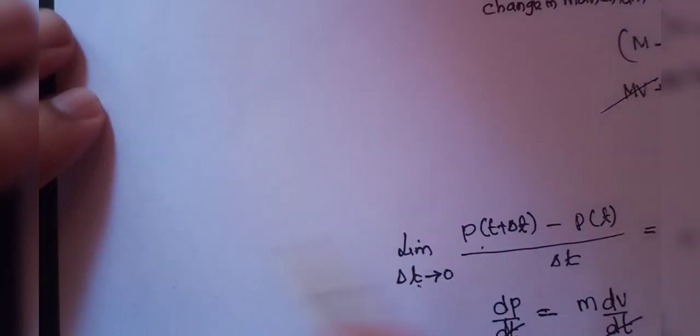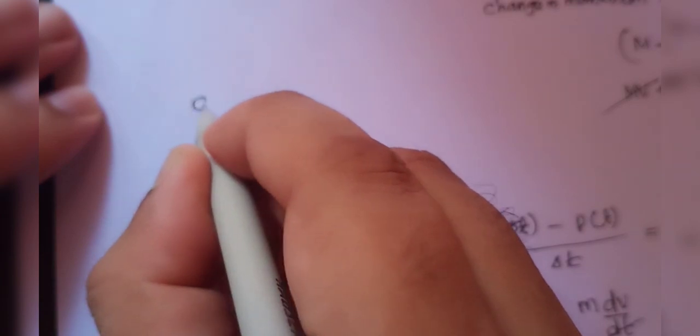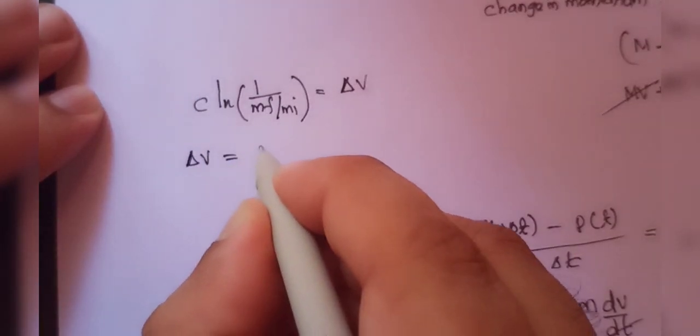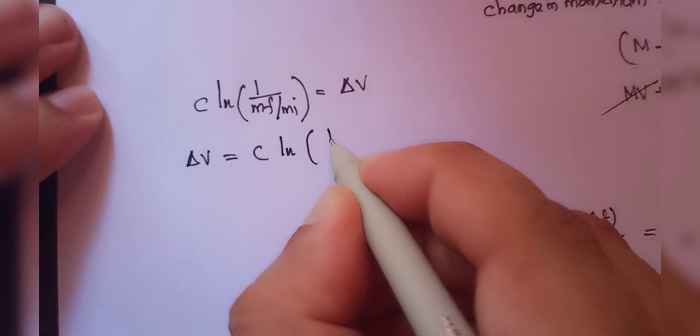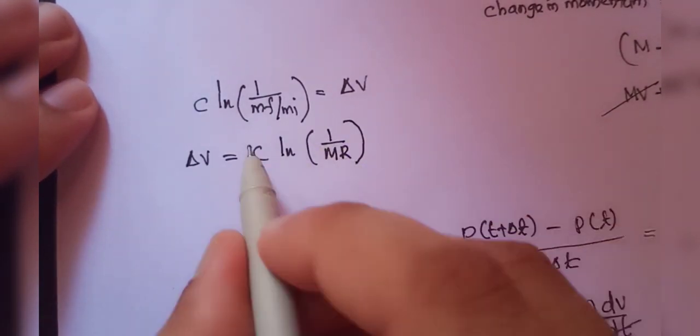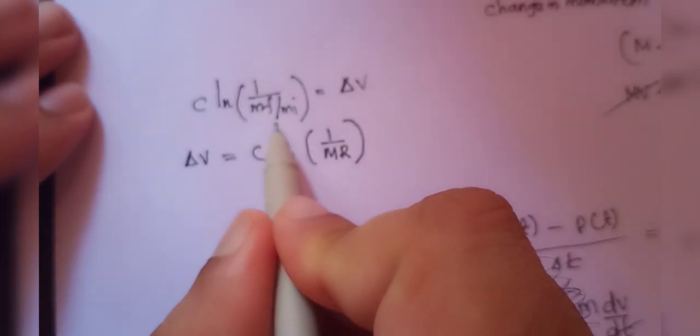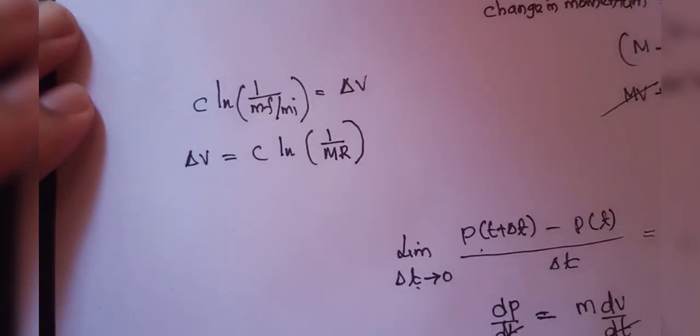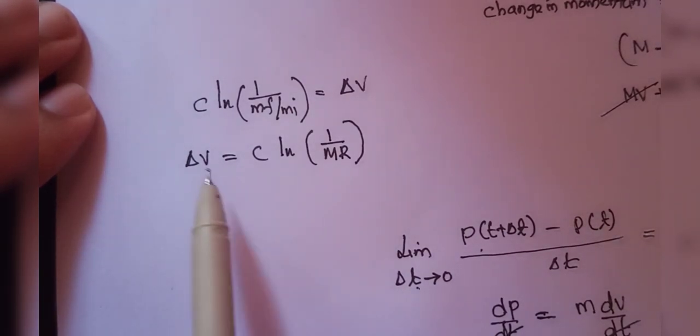So again I can write this equation very neatly. Here you can write c, and logarithm to the base e is ln, so ln of 1 by mf divided by mi, which is equal to delta v. So delta v is equal to c into ln of 1 by mr. mr is a new term, called the mass ratio, which is the final mass of the rocket divided by the initial mass of the rocket. We normally denote it by mr, and delta v is the velocity gain.